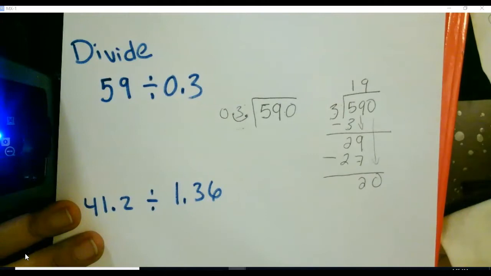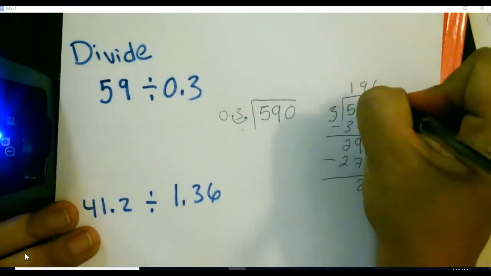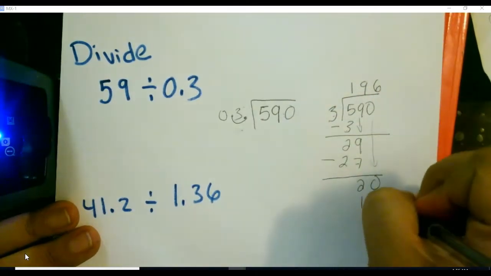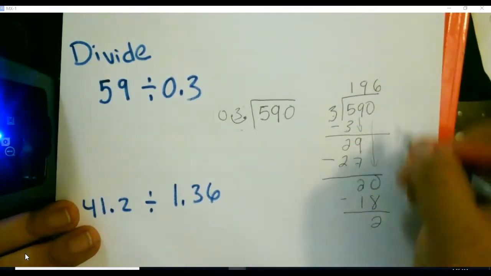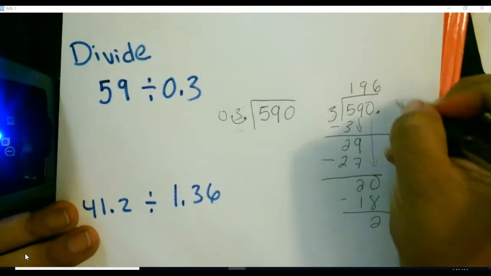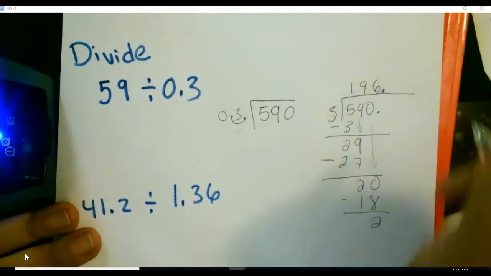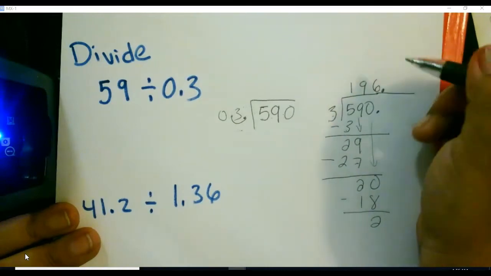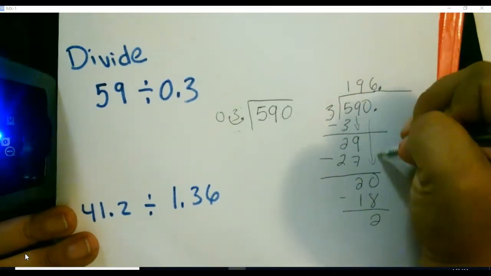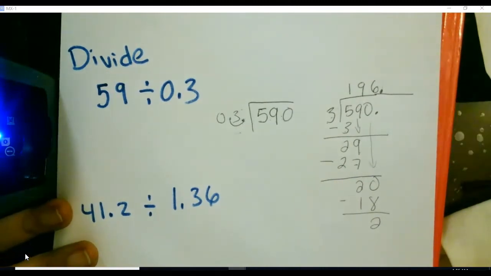And then how many times does the 3 fit into the 20? Well, I know it's not 7, because 7 times 3 is 21. So I'll go with 6. 6 times 3 is 18. And then I subtract. Now, I don't have any more numbers. So what I do is that's where my decimal point is. And I'm also going to write it in my quotient because I don't want to miss it. In dividing decimals, you have to line up the decimal points, just like when you add and subtract decimals.